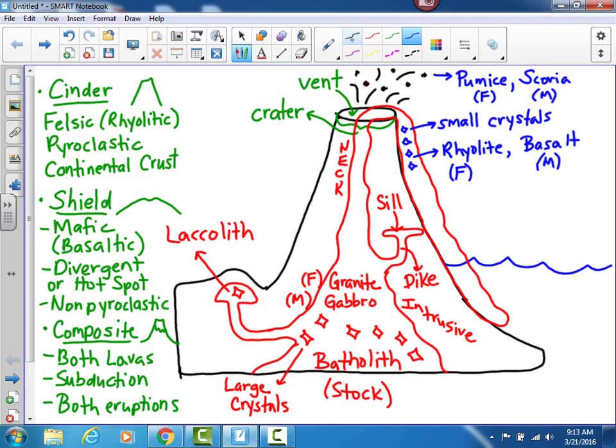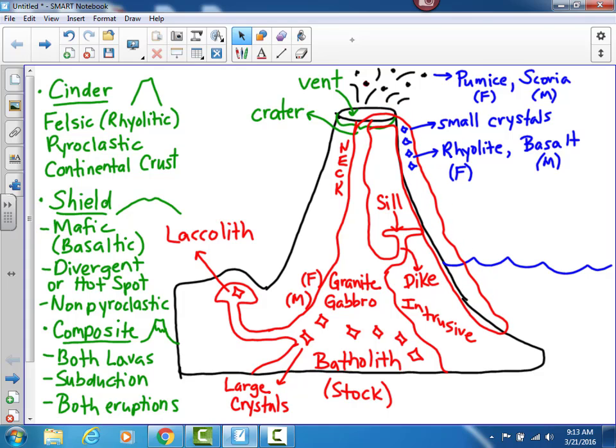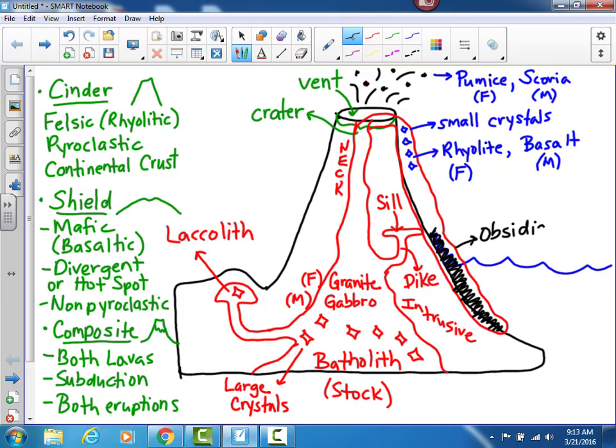If that rock cools so quickly that it doesn't have time to form crystals, which might be along here, and we'll make it black because we know that that's the color of this rock, you would get obsidian. And that would be at both places.